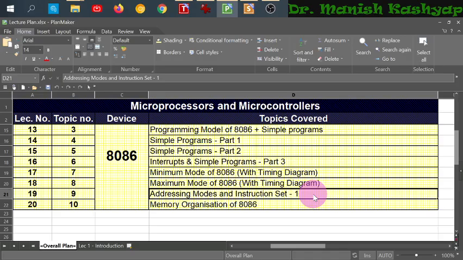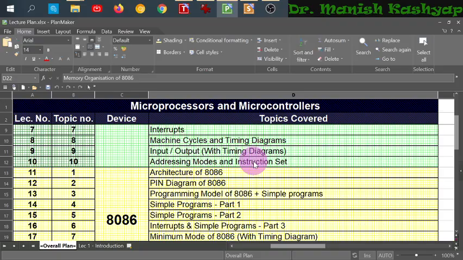So we are not going to dedicate any further lectures for studying instruction set. We will cover them when we make programs in laboratory sessions, right? After that, we studied the memory organization of 8086 in the last lecture, and that's what we need to remember for today's lecture also, because 8086 memory is different from 8085 memory on various grounds.